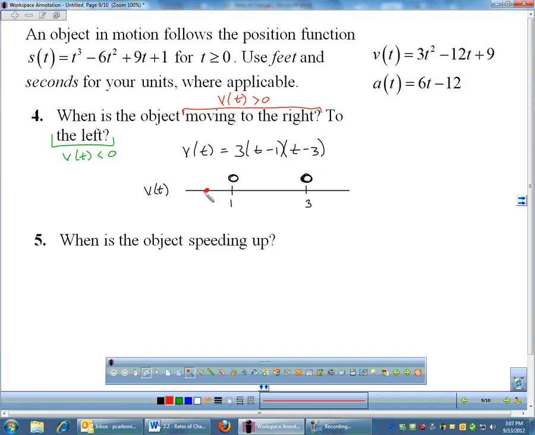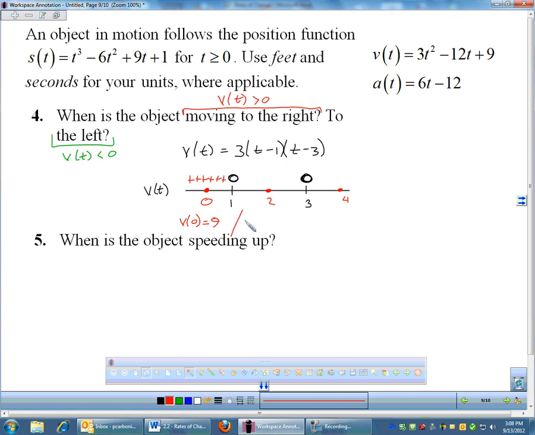Now I need to determine when my velocity is positive and negative, and I'll do that by simply plugging in test points. Plug in something to the left of 1, something between 1 and 3, and something after 3. I'll plug in 0, I'll plug in 2, and I'll plug in 4, and we're going to plug those into velocity. So v of 0, I'll plug in 0 to my velocity right here, that's 9. That is a positive number. That means everything to the left of 1, I'm going to have a positive velocity.